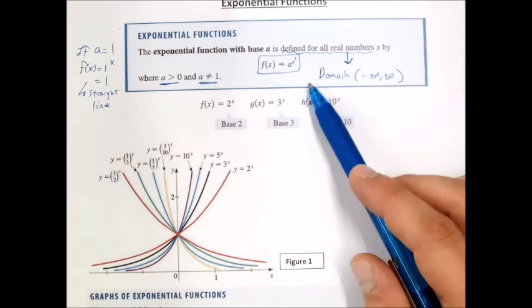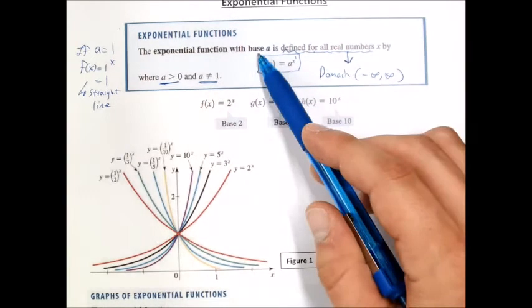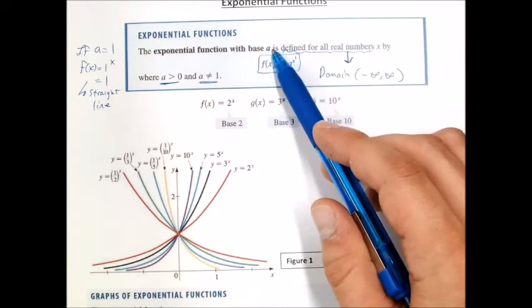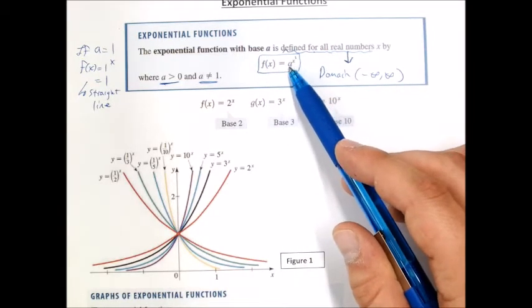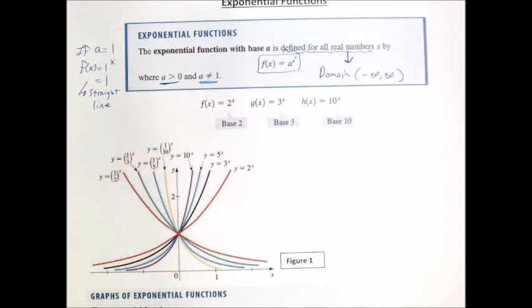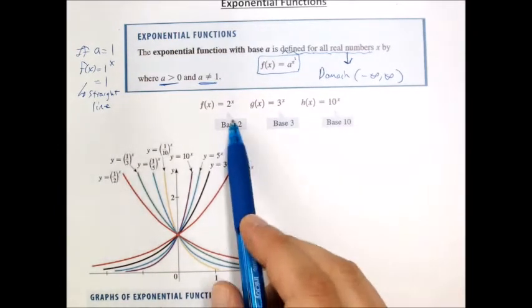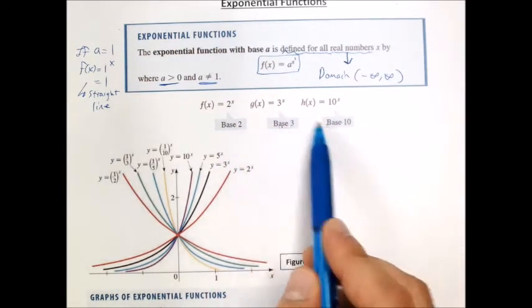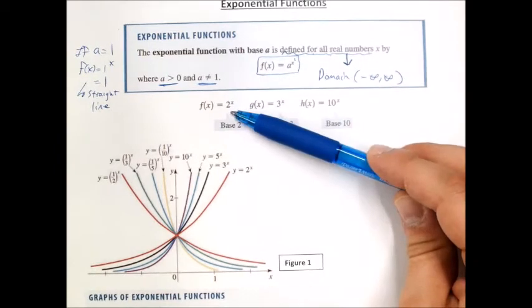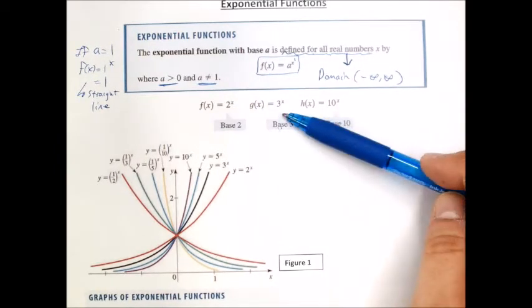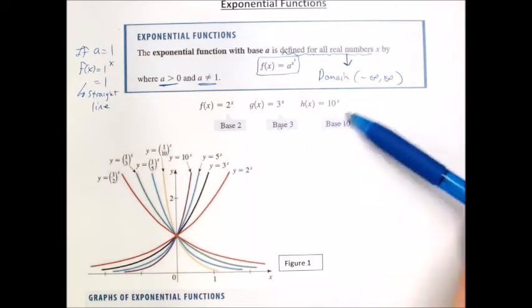The other thing we want to take away from this top piece is the word base. So base a just means whatever the number is that's being raised to the power x. In these couple examples here, we've got 3 quick examples. This one has base 2 because it's 2 to the x. This one has base 3 because it's 3 to the x. And this one's base 10 because it's 10 to the x.